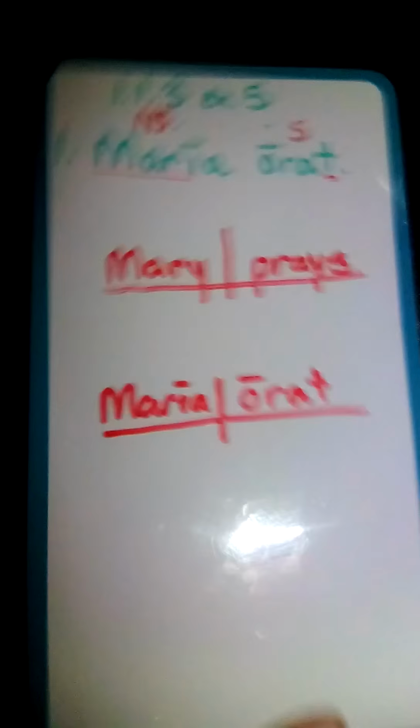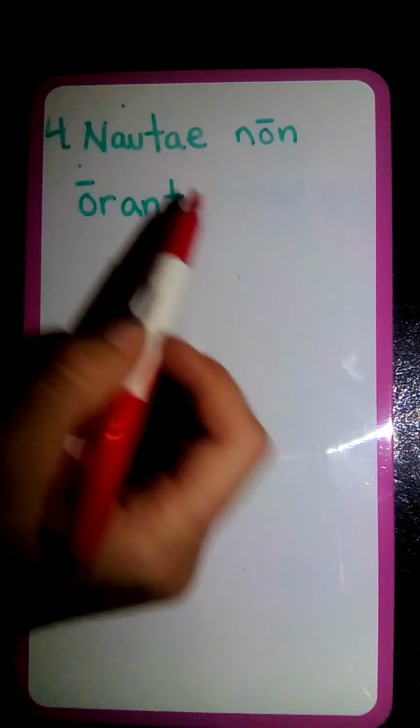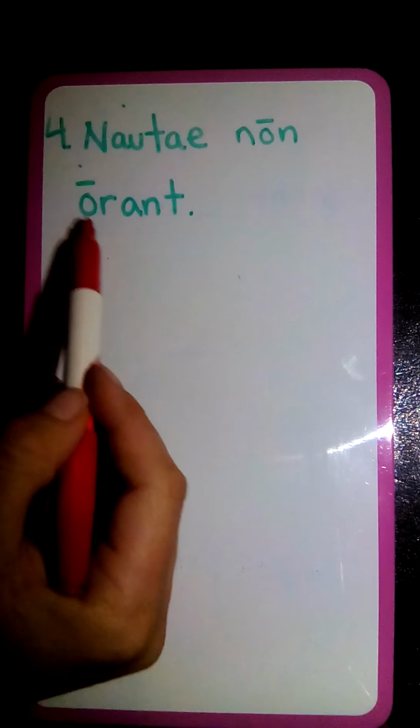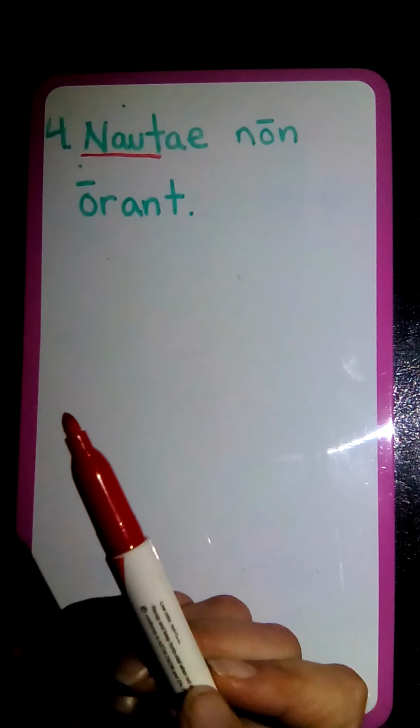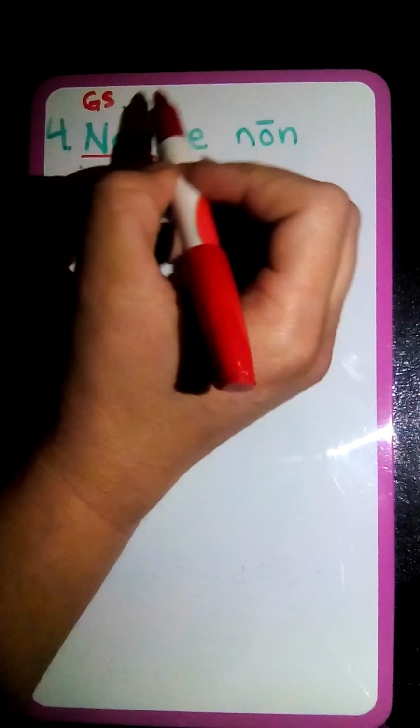So next up, we're going to try number 4. Number 4 says nautae non orant. So we see nautae. Here's the stem, n-a-u-t, and we have the ending a-e. As we know, a-e appears three times in the first declension. So it could be genitive singular, or dative singular, or nominative plural.